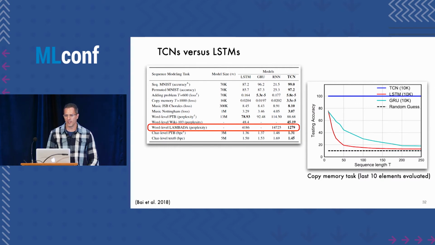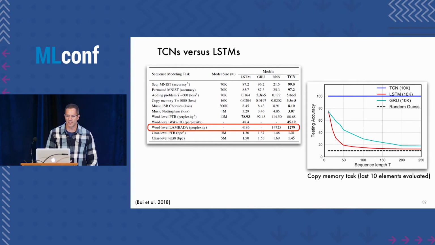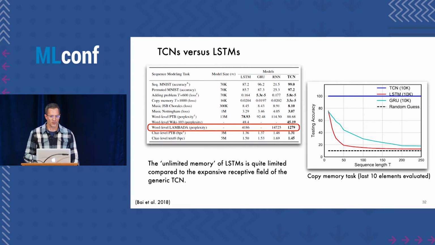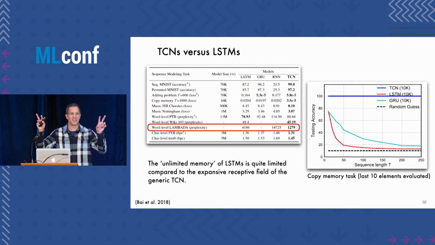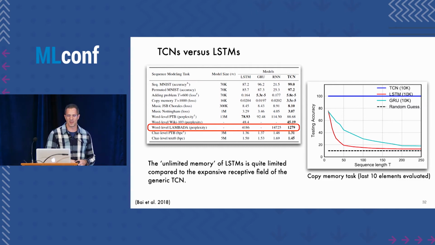If you compare the TCN with the others, the test accuracy does not drop as the sequence length that it's being tested on is increased. And yet that happens pretty drastically with the LSTMs and the GRUs here. They've dropped their accuracy quite a bit as you get into the 100+ sequence length, whereas the TCN keeps trucking along. Who knows where it'll stop? So the charge that the CNN folks would level is that the unlimited, quote unquote, memory of LSTMs is bull. It's quite limited compared to the expansive receptive field of the generic TCN. It's pretty good evidence for that.